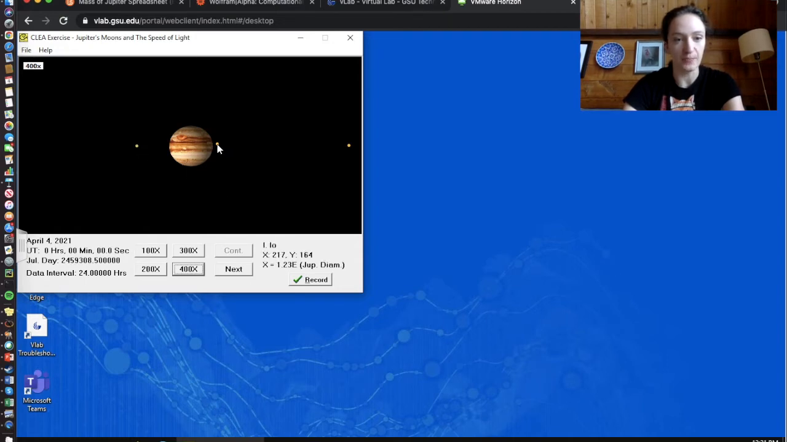So this one's Io. Click on this one's Callisto. This one way out here is going to be Europa. And then I have to zoom back out to see Ganymede, which is way out here.